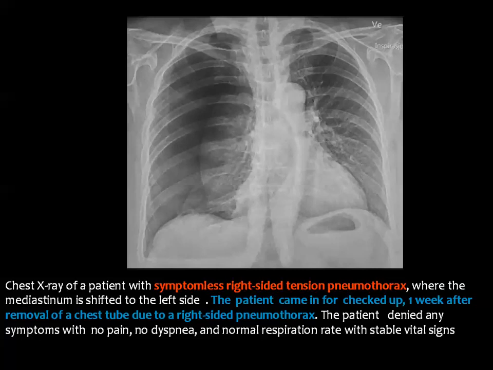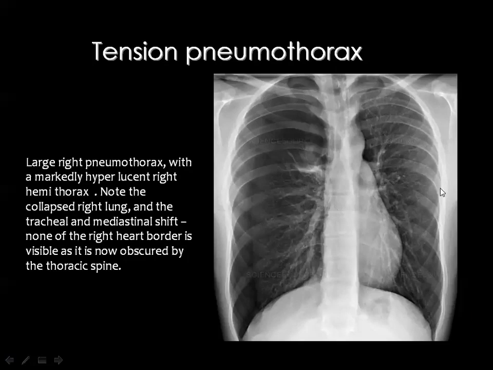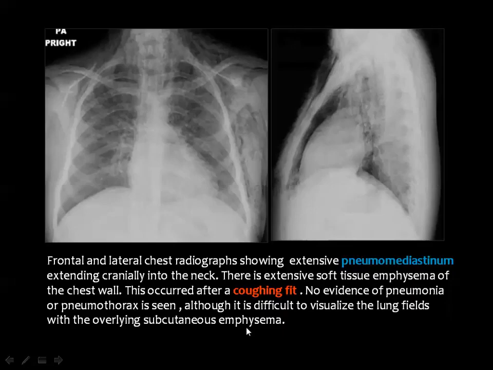The patient came for a checkup 1 week after removal of a chest tube due to right-sided pneumothorax, and he denied any symptoms. Then you can see a big size pneumothorax, even with minor symptoms. And here is another tension pneumothorax with somewhat of a collapse or atelectasis of the right lung and shift of the mediastinum towards the left side and some depression and deep sulcus sign.